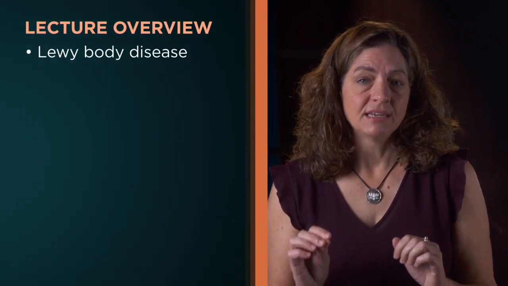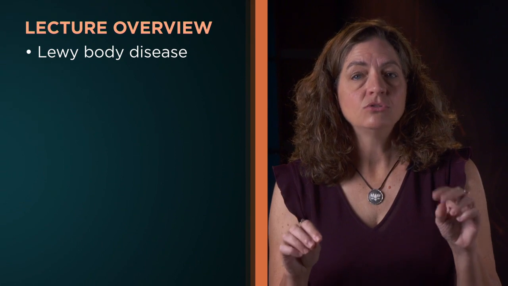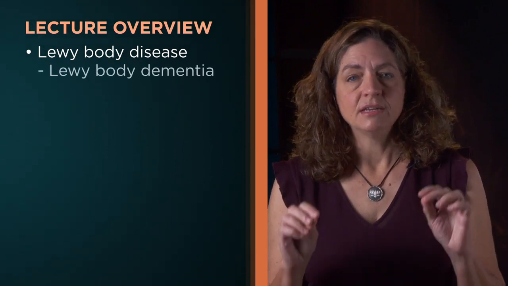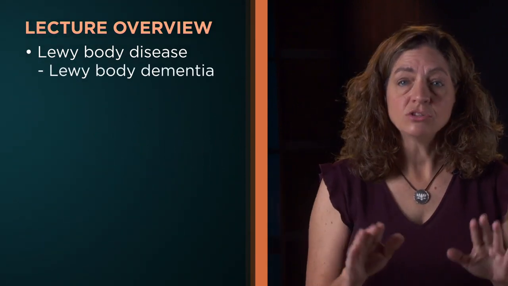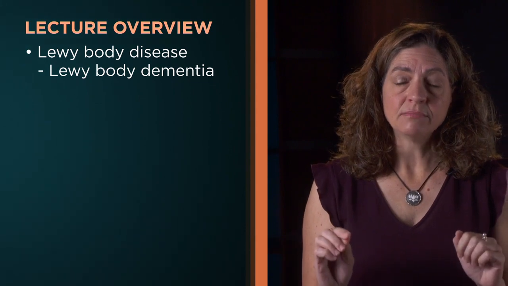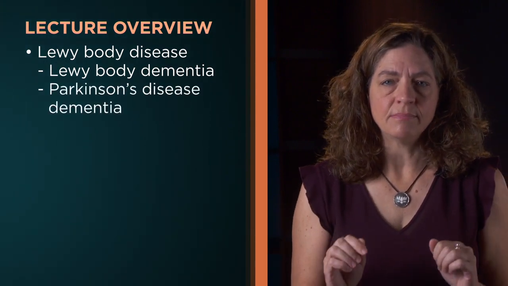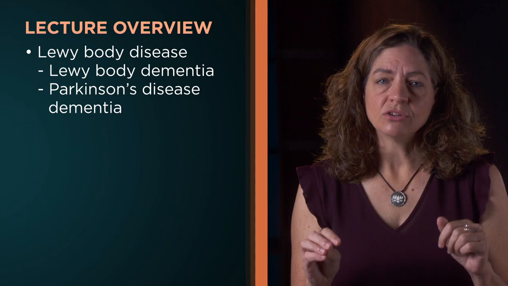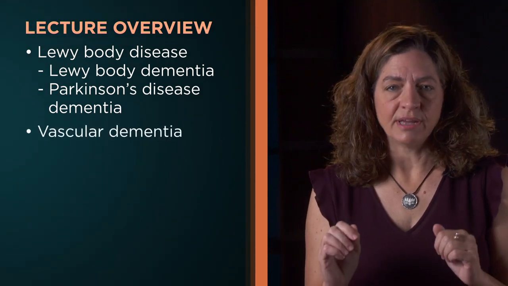We'll start by examining Lewy body disease. This category includes two types of dementia: dementia with Lewy bodies, also known as Lewy body dementia, and Parkinson's disease dementia. We'll then turn to a discussion of vascular dementia. So, do you happen to remember what disorder is associated with the development of Lewy bodies? If you said Parkinson's disease, you are correct.